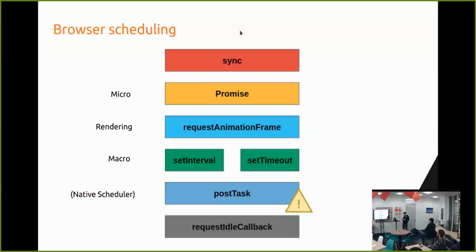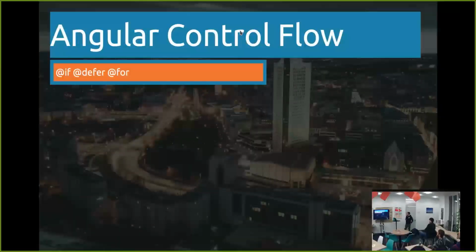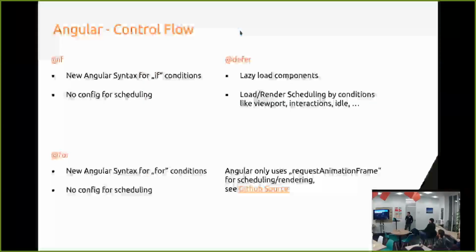So we saw everything of this. And now I would like to continue with the Angular control flow. Angular by default now provides us with the if, for, switch, and so on. And it's a replacement for the structural directives, ngIf, and so on. And by default, they don't have any scheduling mechanism under the hood. They use just a requestAnimationFrame. The source code is linked, and you can also find it in the RxAngular documentation.